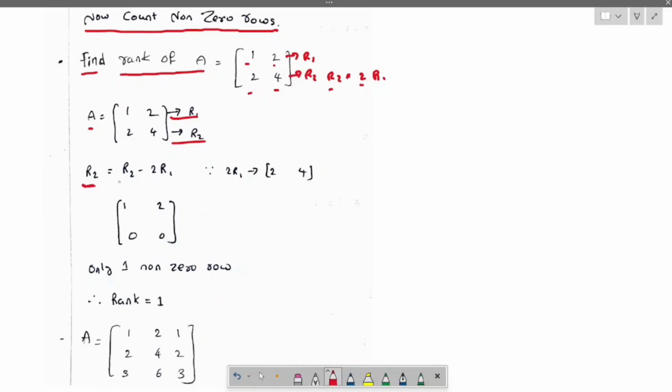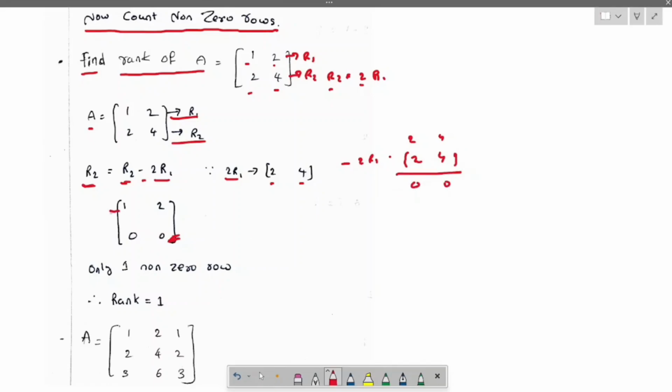Now let R2 equal R2 minus 2R1. 2R1 is 2 and 4, right? When we subtract it from R2, which is 2 and 4, we will get the zeros. 2 into R1 is 2 and 4, and R2 is 2 and 4. When you subtract, it simply gets cancelled, right? So write the things here.